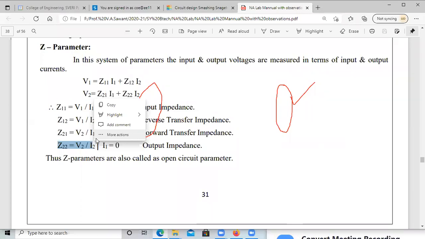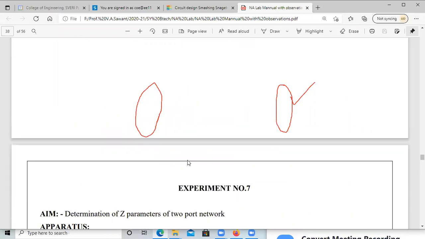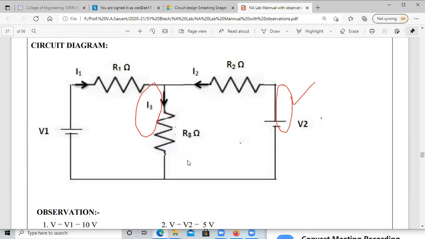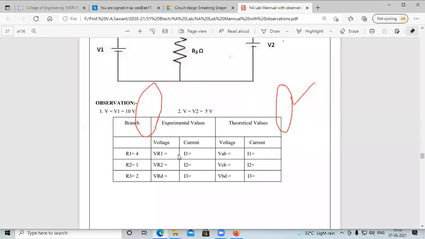Open circuiting each and every port, first the first port, then the second port, the output port and the input port. There are two ports. By open circuiting any one of the ports, we get two parameters, and again open circuiting the remaining port, we get two parameters. So this is just the Z parameter introduction. Now we will take a circuit diagram, see the result obtained in the simulation, and then we will calculate the value.